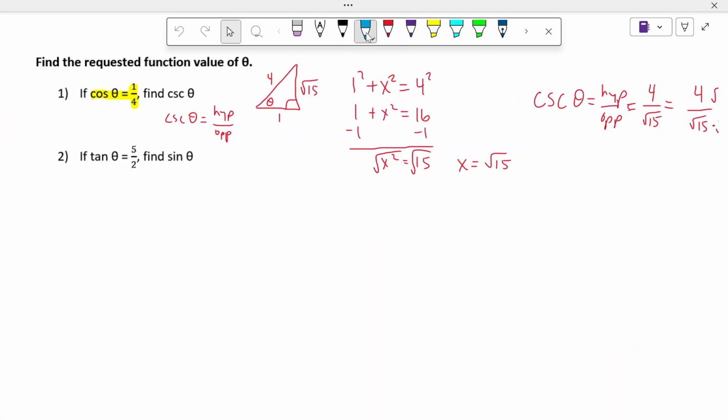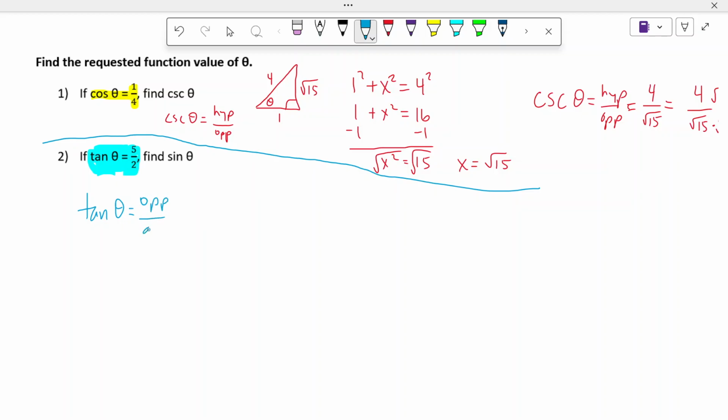This next question, and I'll just separate it and use a different color here, is very similar. This time we have some different information. We know that the tangent of some angle, again we don't even care what the angle is, is 5 over 2. And we're supposed to find the sine of that angle. Well, the tangent of theta is opposite over adjacent. So based on this information I can draw a right triangle, and if here's my new mystery angle, the opposite is 5 and the adjacent is 2.